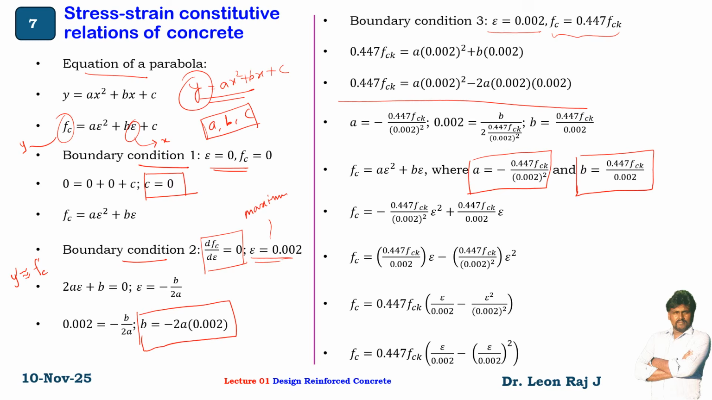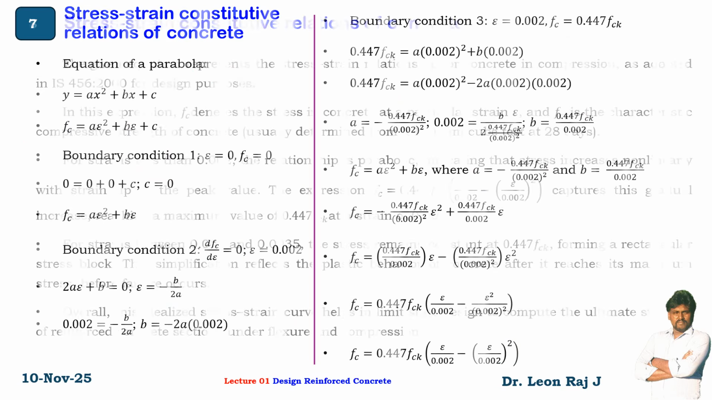Further, Fc, that means stress, is equal to 0.447 FCK into epsilon divided by 0.002 minus epsilon divided by 0.002 whole square. This is the stress strain relationship for the strain values up to 0.002.